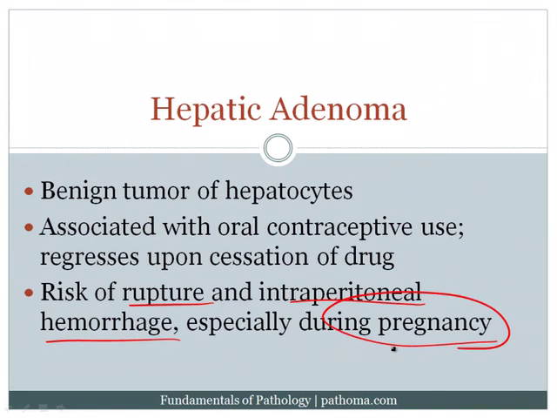tumor. Now, again, the reason why there's a risk of rupture is because the tumors are subcapsular, right underneath the capsule of the liver, and so they can rupture through the capsule and then cause intraperitoneal hemorrhage.